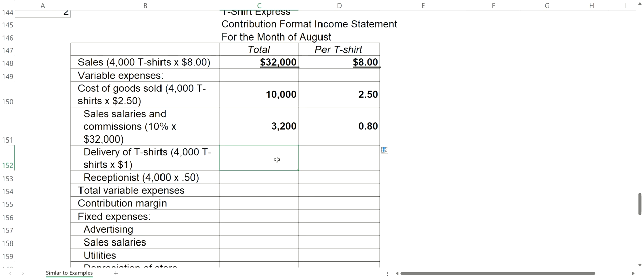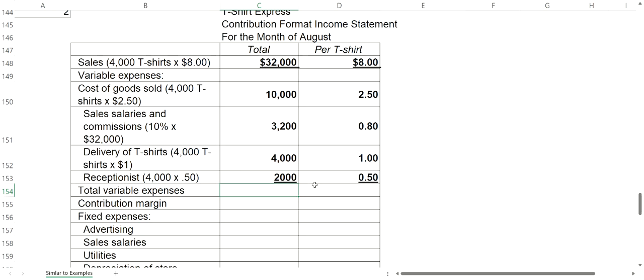For the delivery, it's $1 per t-shirt times 4,000 t-shirts, or $1 a t-shirt. Now again, the receptionist had both a fixed component of $1,000 plus 50 cents a unit. We'll come to the fixed part of $1,000 in a moment. The variable part is 4,000 times 50 cents, which would be $2,000, or 50 cents per t-shirt.